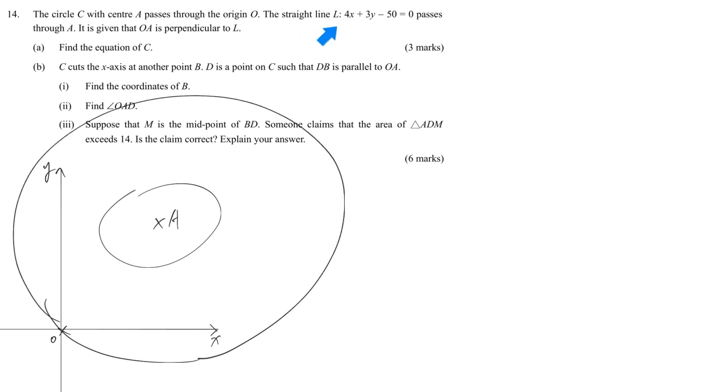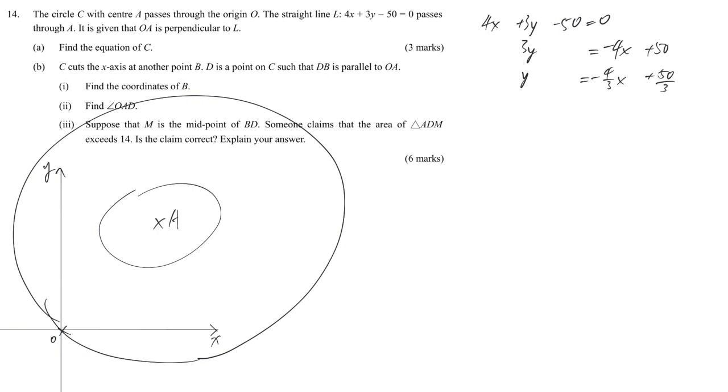And later on there is a straight line. I want to know more about this straight line, so maybe I can change it to a different format. Change it to make y the subject. 3y is negative 4x plus 50. So divide both sides by 3. We have negative 4 over 3 times x plus 50 over 3.